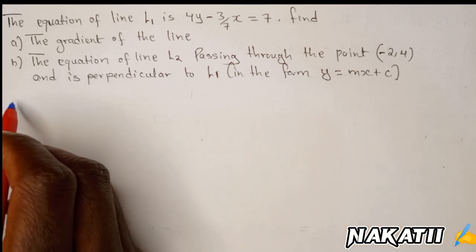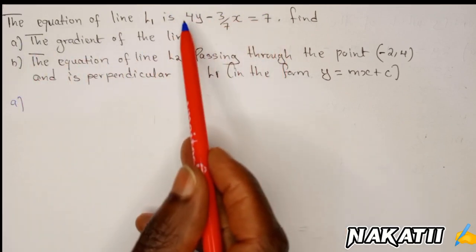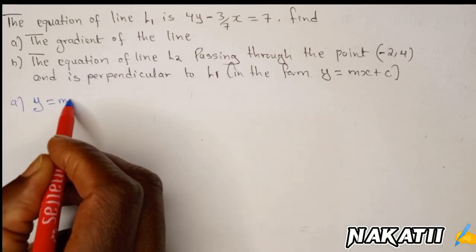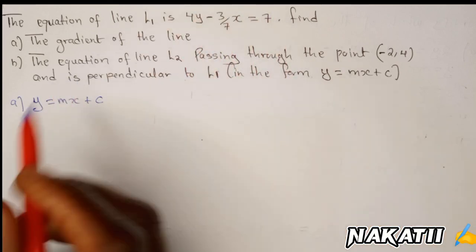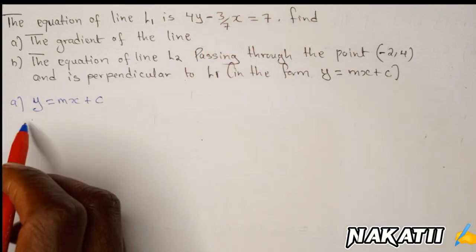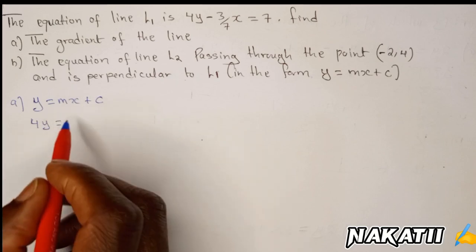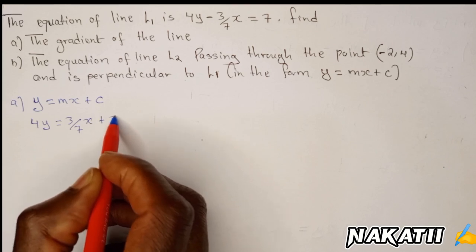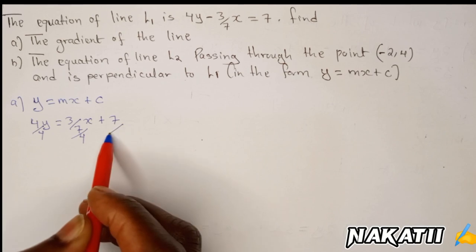So solution, part A, we have been told to find the gradient of this line. So we just need to write this equation in the form of y is equal to mx plus c. Then m is always the gradient. So rearrange this one: you take this x the other side. So you're going to have 4y is equal to, start with anything that has got x, that will be 3 over 7x plus 7. Then you divide everything by 4.